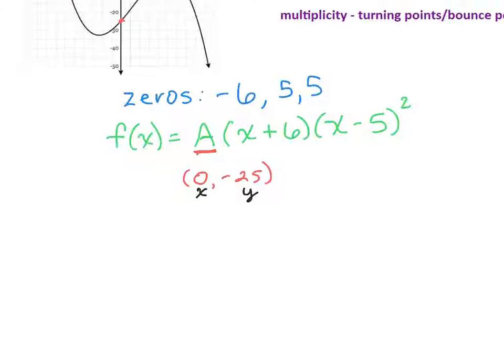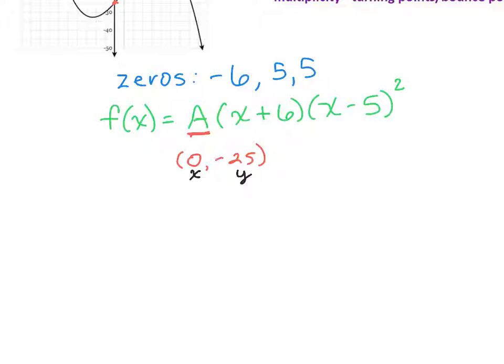So let me move the screen down here. And let's make those substitutions. So the -25 is going to go in for the y value, or f of x. We still have this a. And then I'm going to substitute in 0 for every x.